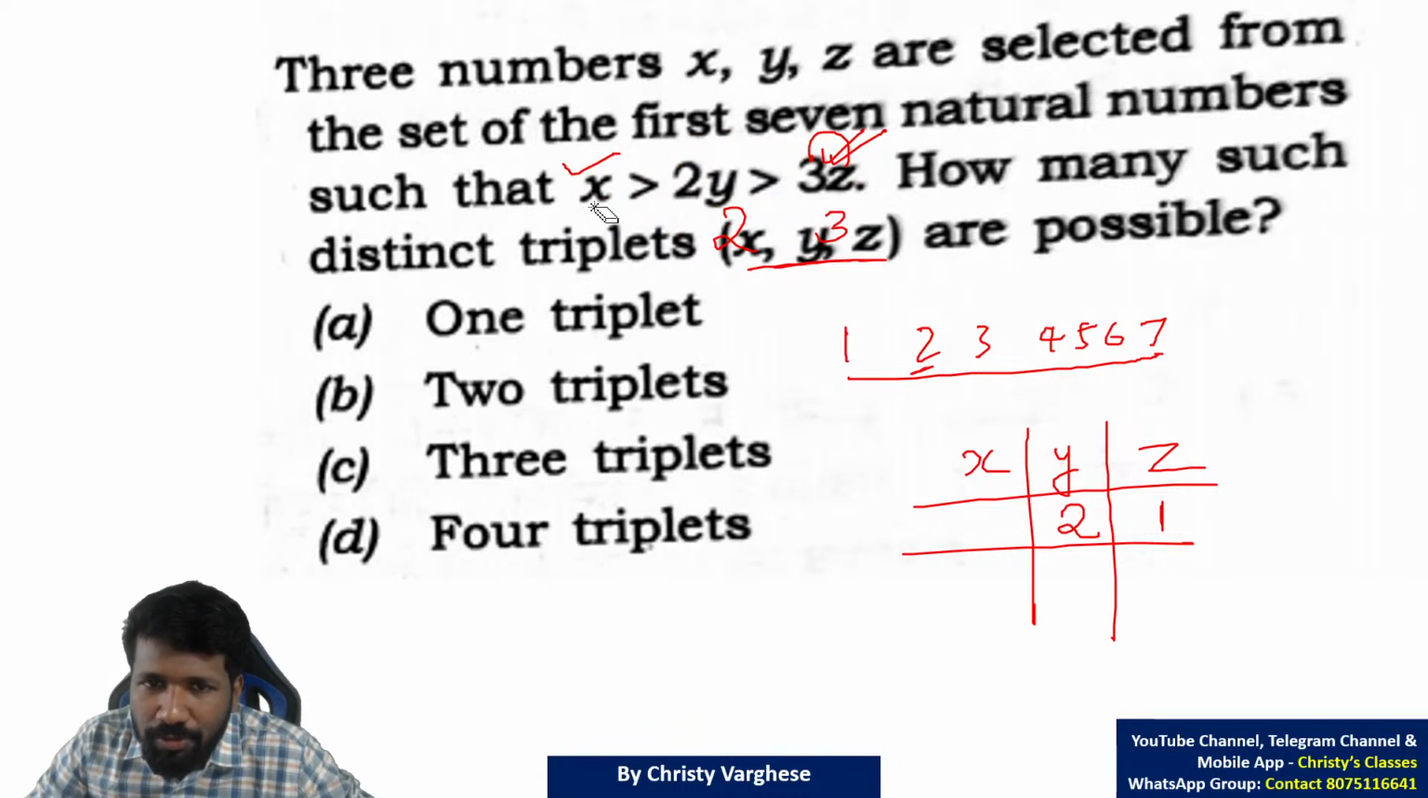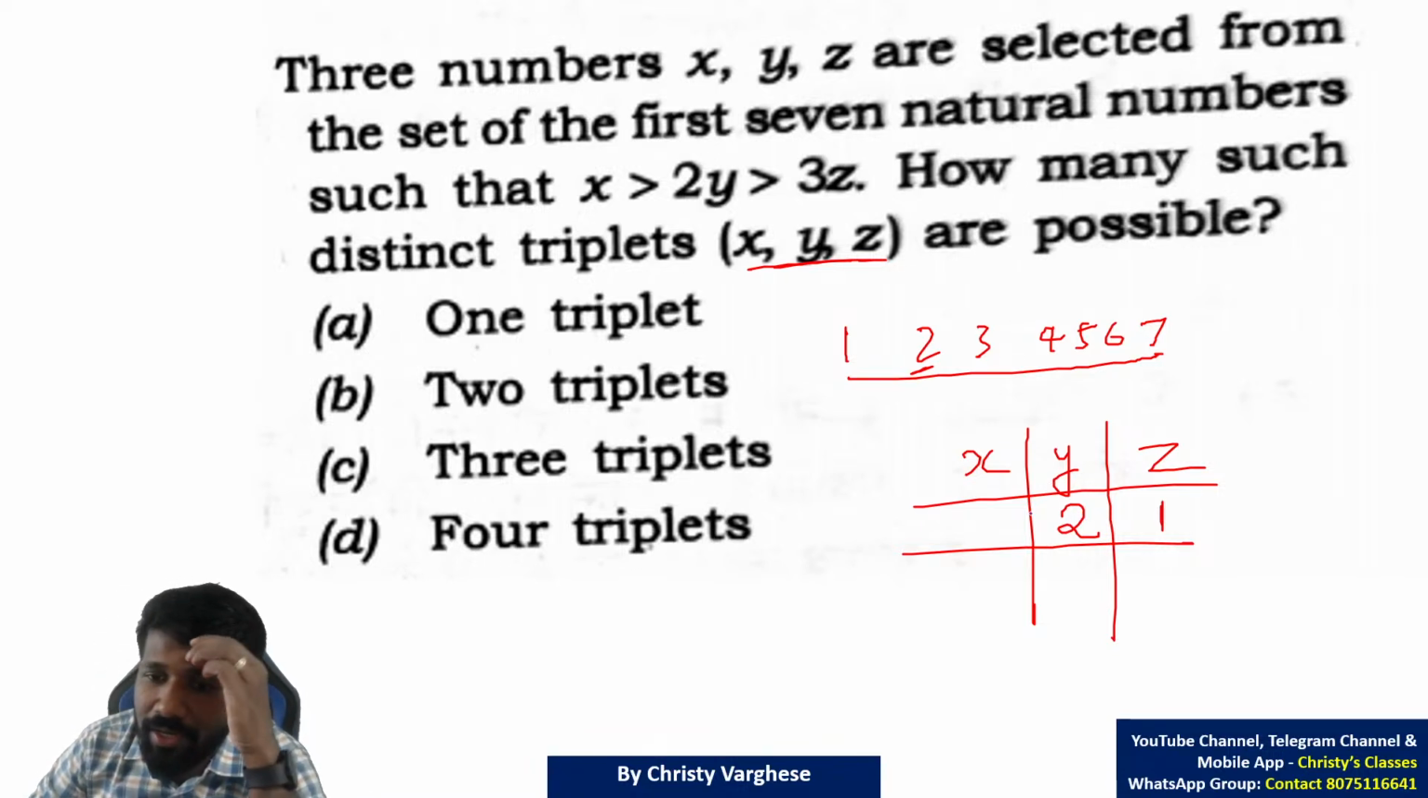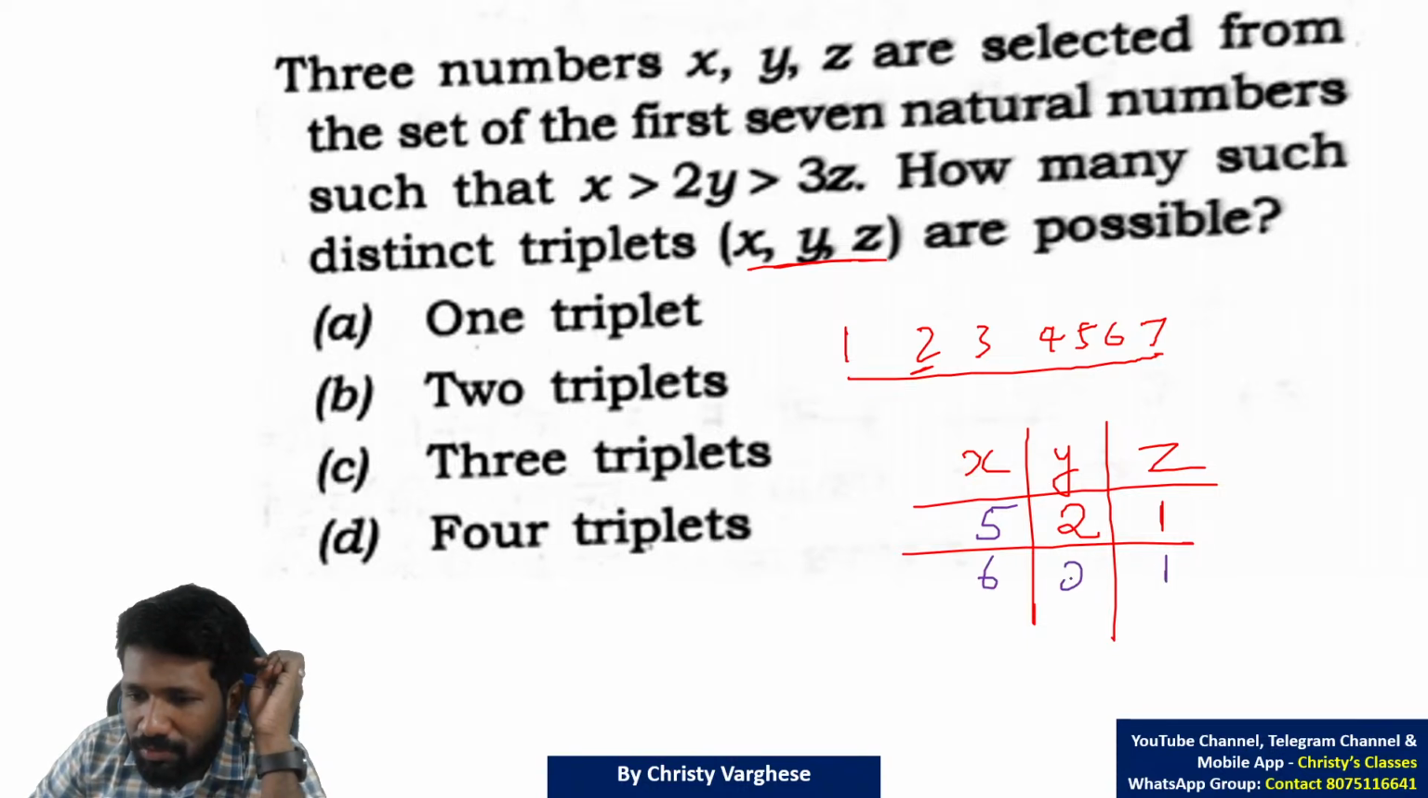Now you have to match for x. X should be greater than 2y. Y is 2, so 2y will be what? 4. So x should be greater than 4. Greater than 4 means 5 is possible. 5 is possible. 6 also works. All other things are the same, but x can be 6 also. X can be 7 also.